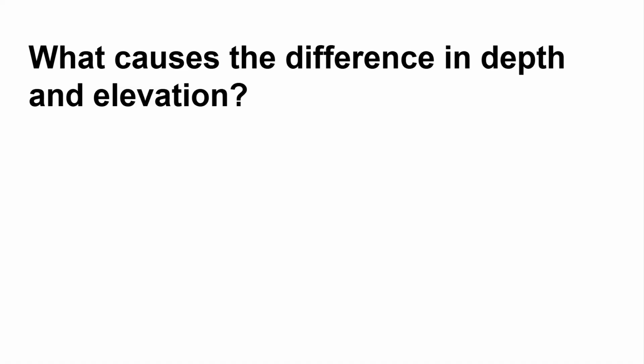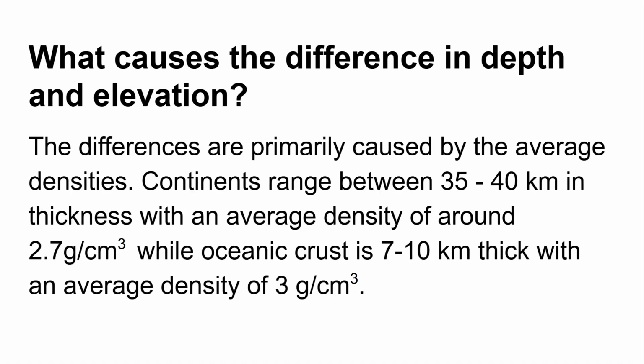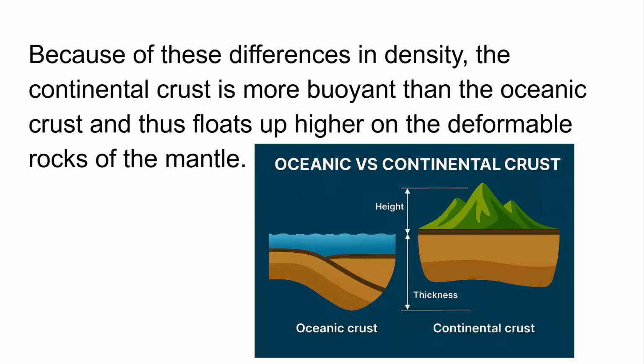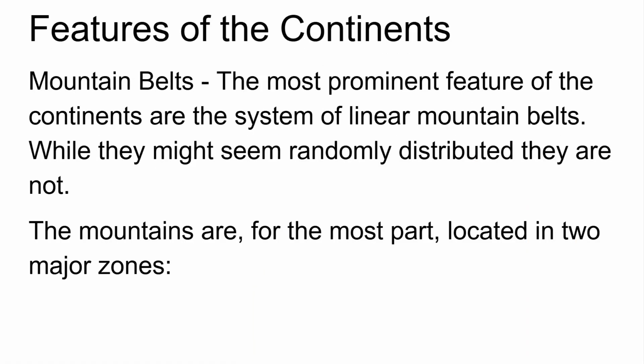So, what causes the difference in depth and elevation? The differences are primarily caused by the average densities. Continents range between 35 and 40 kilometers in thickness, with an average density of around 2.7 grams per cubic centimeter. Oceanic crust is about 7 to 10 kilometers thick, with an average density of 3 grams per cubic centimeter. Because of these differences in density, the continental crust is more buoyant than the oceanic crust and thus floats up higher on the deformable rocks of the mantle, and that's why they stick up the way they do.